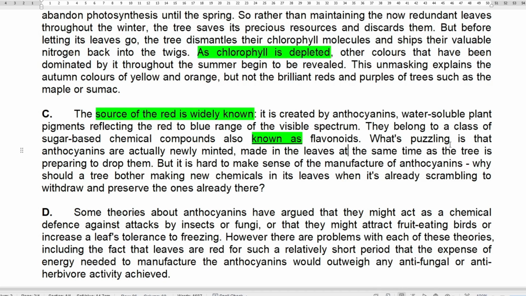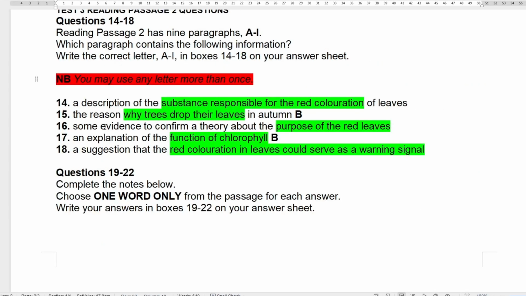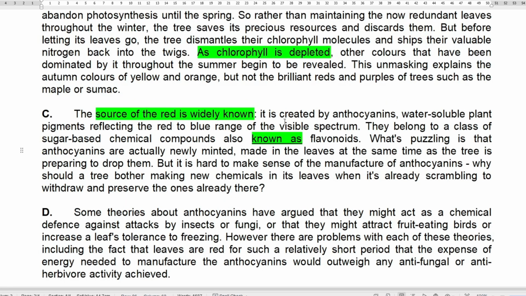What's puzzling, what is very confusing, is that anthocyanins are actually newly minted, made in the leaves at the same time as the tree is preparing to drop them. I guess that's the description of the substance responsible for the red coloration. So yeah, the source of the red is widely known. It is created by anthocyanins, water-soluble plant pigments reflecting the red to blue range of the visible spectrum. They belong to a class of sugar-based chemical compounds also known as flavonoids. And it's also saying that what is puzzling is that it's actually newly minted, made in the leaves at the same time as the tree is preparing to drop them.